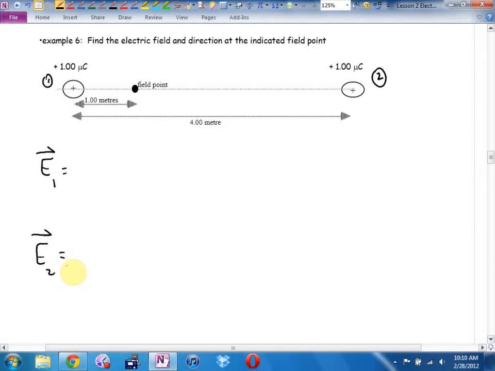And then I'll add them vectorially. It won't have to be tip to tail because they're not at angles. I'll just say if they're in the same direction, add them. If they're in opposite directions, bigger minus smaller, and the bigger is the direction.